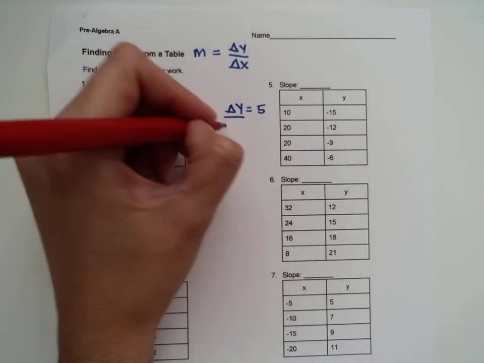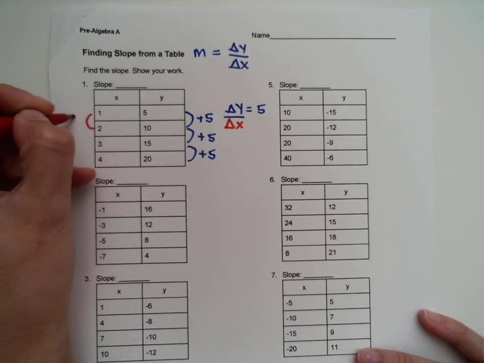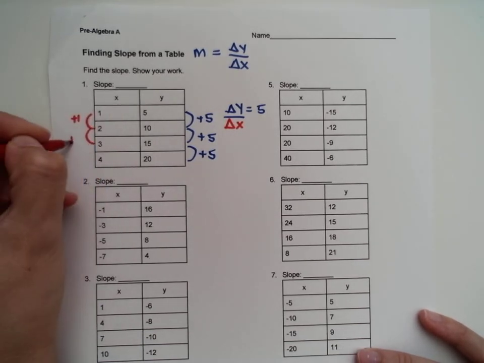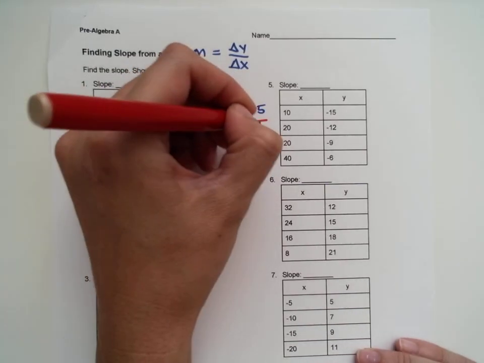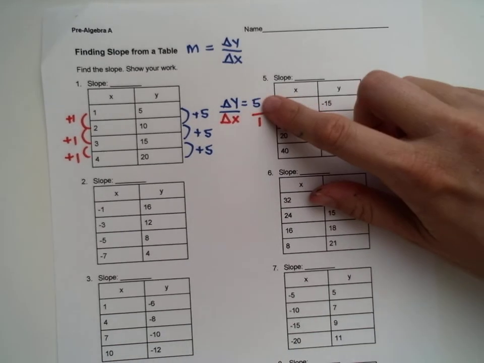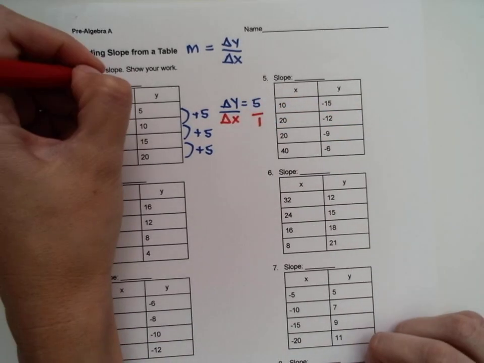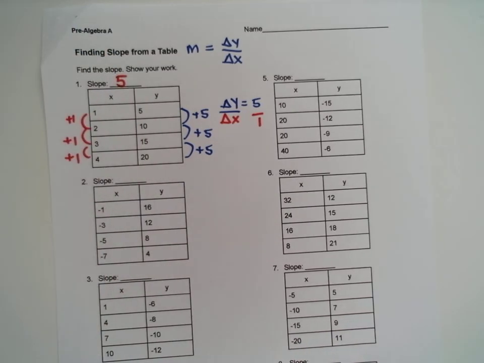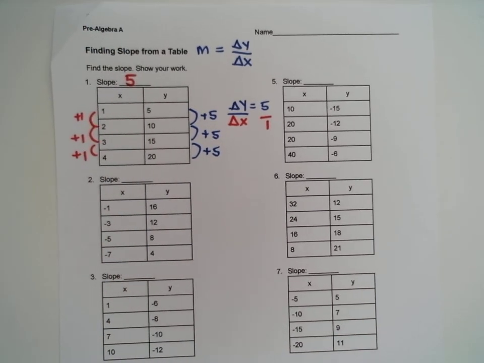Our change in x is 1 plus 1 is 2, 2 plus 1 is 3, 3 plus 1 is 4, which is 1. So the change in y over the change in x is 5 divided by 1, which means our slope is simply 5. Okay, go ahead and work on your assignment.